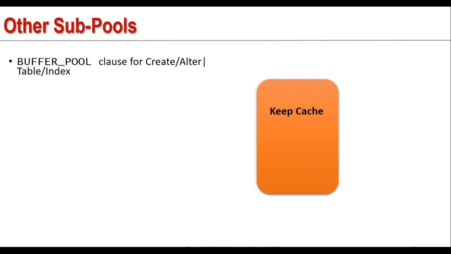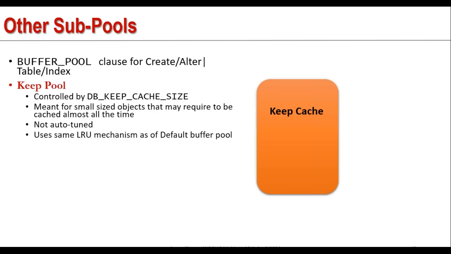If you're going to use a keep cache, it is going to be part of your DB keep cache parameter. This is usually required because you want to keep your objects, or the object's data, for a longer period of time. This is not part of your auto-tuned mechanisms, and it also uses the LRU. So even in the keep cache, the buffers are not kept for an infinite period of time. That is not actually true. Even the cache clause, which is going to come almost at the end of the presentation, does not cache your data permanently.